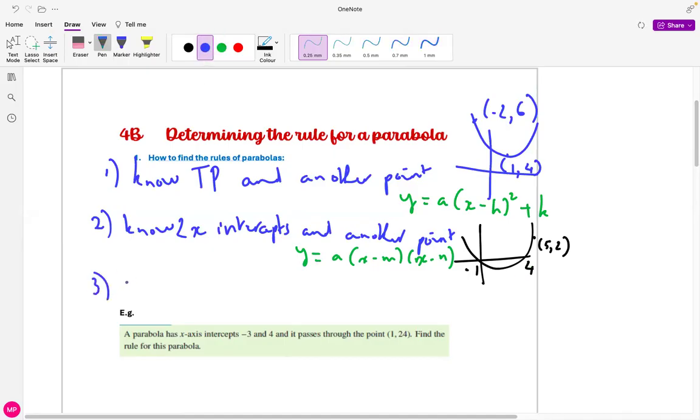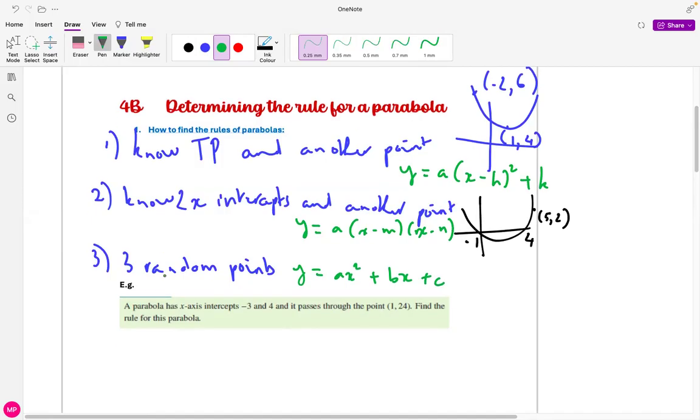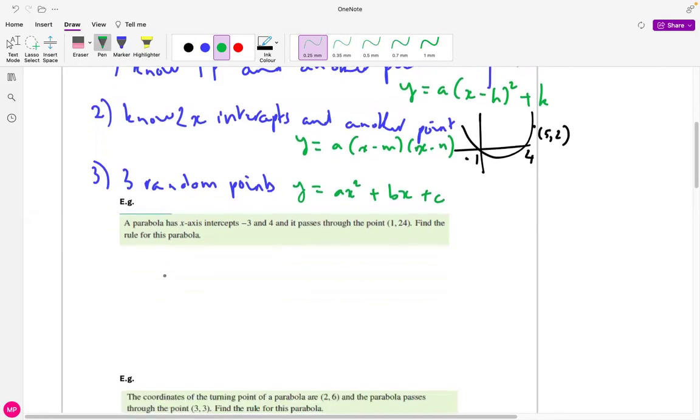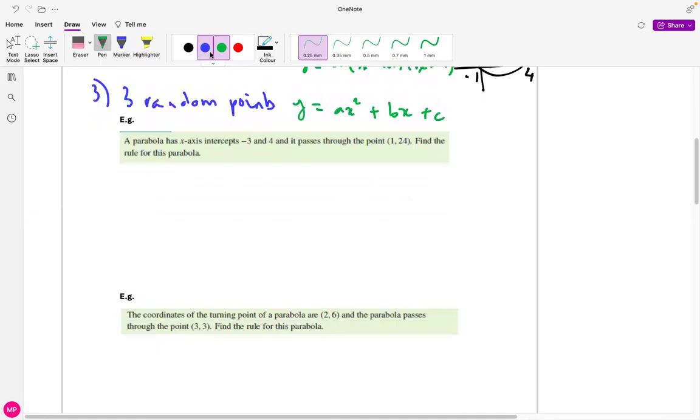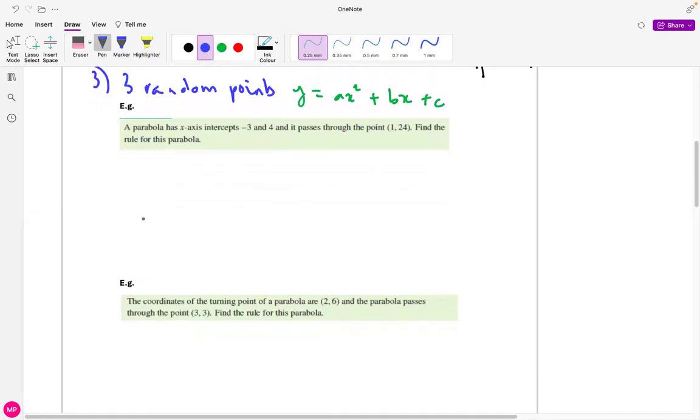And finally, if you just know three random points, then the best form to use is the general form, y equals ax squared plus bx plus c. You just substitute the 3 points in and solve simultaneously. Now we're going to do an example and try to identify each type.